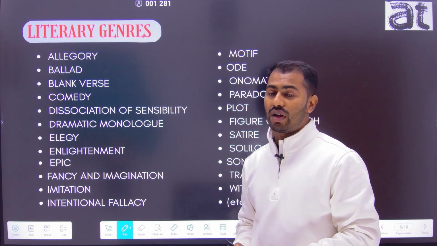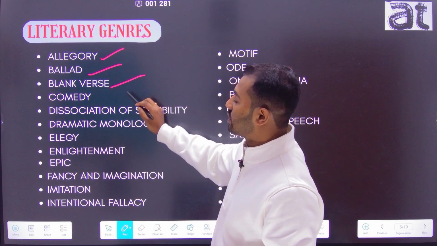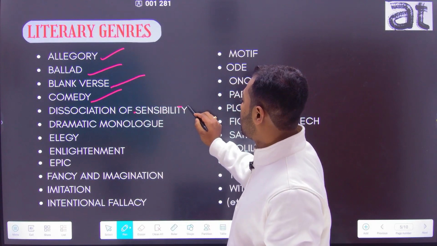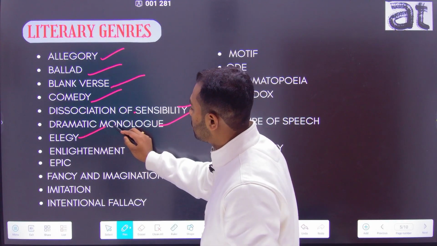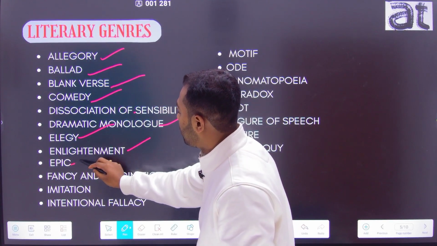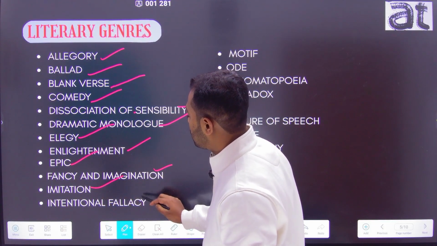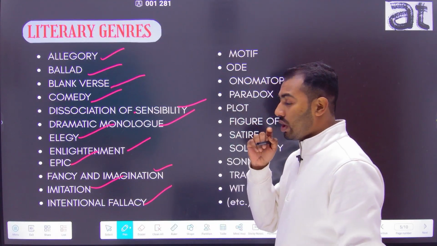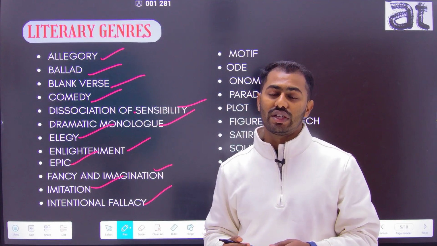After that comes literary genre. In literary genres, we will read allegory, ballad, blank verse, comedy, dissociation of sensibility, dramatic monologue, elegy, enlightenment, epic, fancy and imagination, imitation, and intentional fallacy. We will cover all these literary genres in our different session.